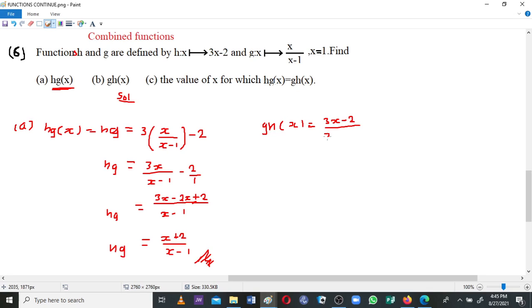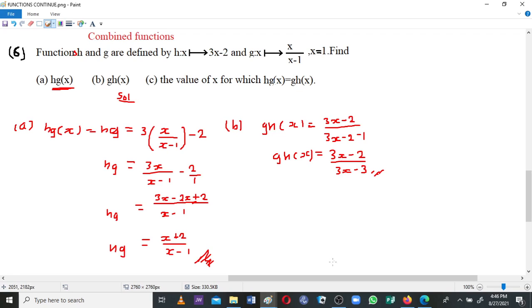3x minus 2 minus 1, right? Now what are you getting here? What you are getting will just be 3x minus 2 over 3x minus 3, right? So this is your gh(x). Okay, so we are done with question B. So this was our B, in fact.